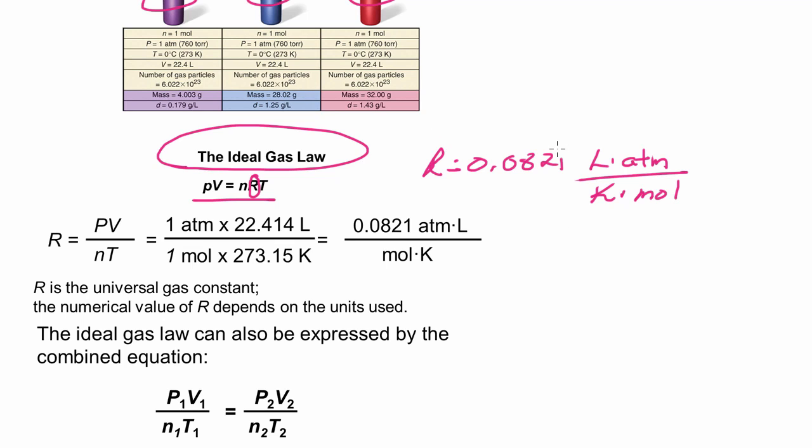When you do problems, you've got to make sure that your volume is in liters, your pressure in atmospheres, of course, temperature in Kelvin, and moles. You can change this. You can actually derive this to where your pressure is in millimeters of mercury. Okay, but let me show you how this constant is derived.